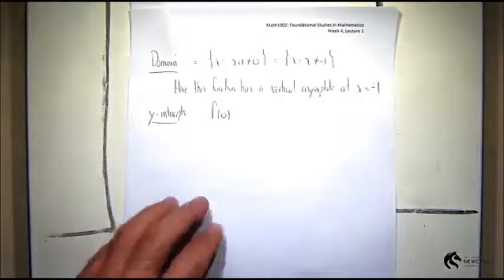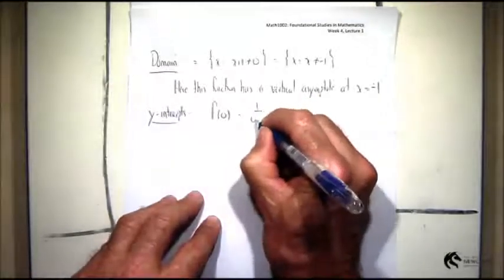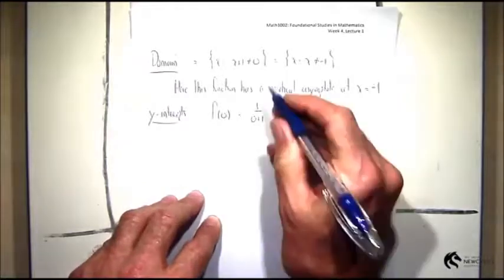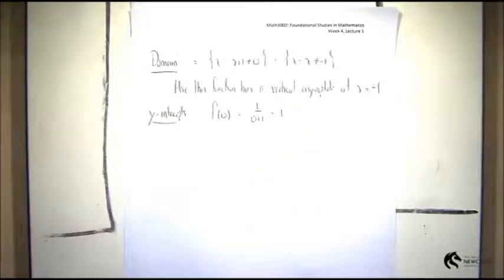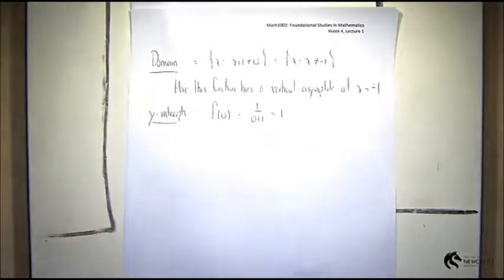And so in here, my function is 1 on x plus 1. So it's 1 on 0 plus 1. And so that's 1. So this thing has a y-intercept of 1. So that means it passes through the point 0, 1. So I can colour that in there quite nicely. Can you see that? There's my y-intercept. Passes through the point 0, 1. That's good.